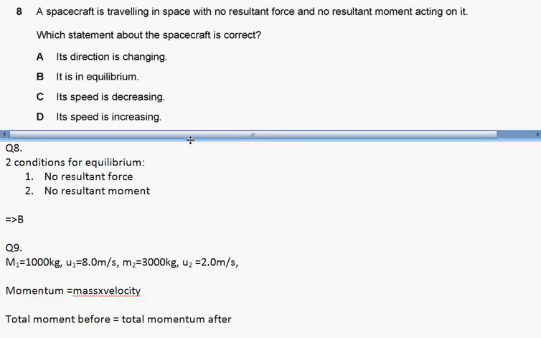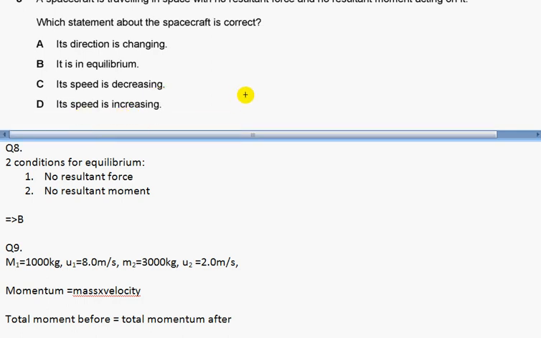Question 8. A spacecraft is traveling in space with no resultant force and no resultant moment acting on it. Which statement about the spacecraft is correct? So actually here we have two conditions: no resultant force, no resultant moment, two conditions for equilibrium. In this case, object either is at rest or moves at constant velocity. So its direction is changing? No, it is in equilibrium. Its speed is decreasing, its speed is increasing? No. So answer is B.